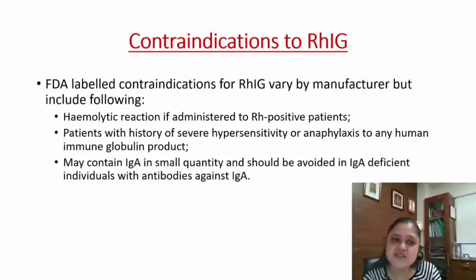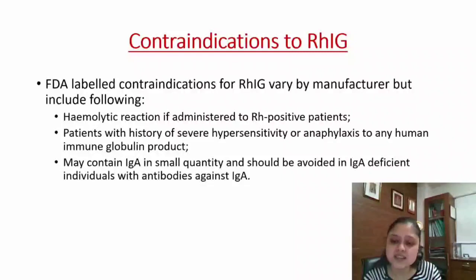So, FDA has labeled the contraindications, and they vary by manufacturer, but these include the following. If any hemolytic reaction is noted after it is administered to Rh positive patients, then it is contraindicated to administer in such patients. If the patient presents with a history of severe hypersensitivity or anaphylaxis to any human immunoglobulin product, then also it should not be administered.